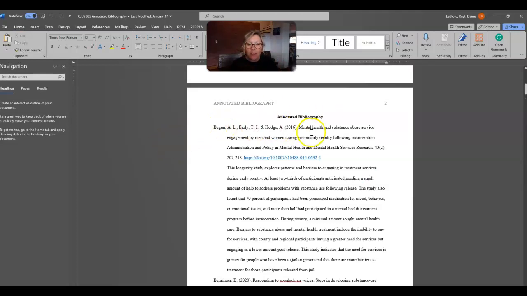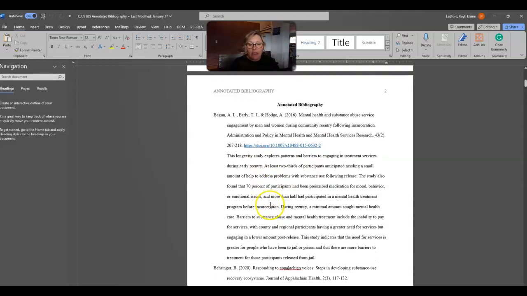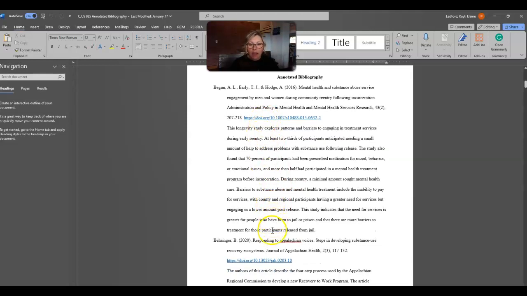You're going to put the journal article or the book you're using. Don't use any websites, don't use any Wikipedia, don't use a blog. And then underneath of it, you're going to summarize the article or the source, and then you're going to say why you're going to use it.